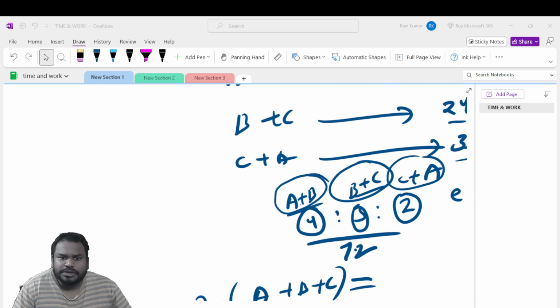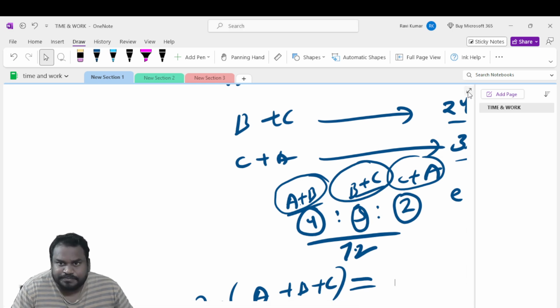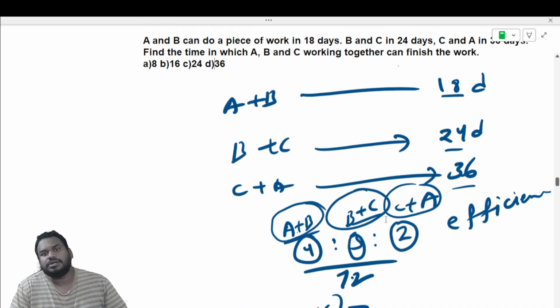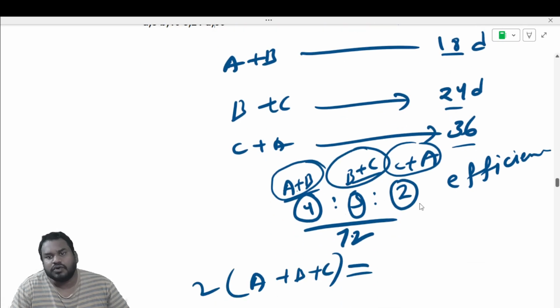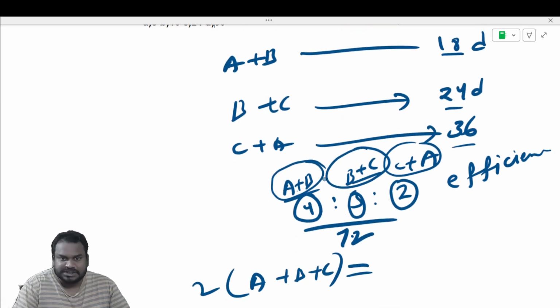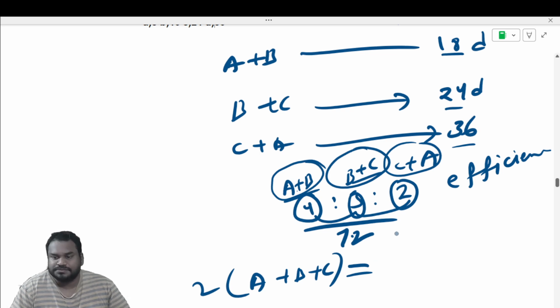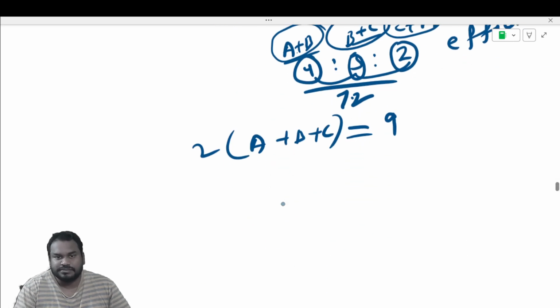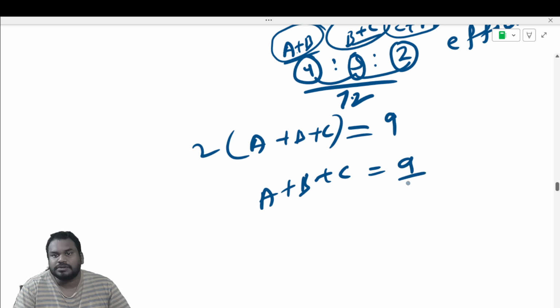Then 2 into A plus B plus C will become, what is the value? 4 plus 3 plus 2. I'm just adding these things. 4 plus 3 plus 2, how much? 7, 9. So we're getting 9. Then A plus B plus C efficiency will become 9 by 2. A plus B plus C will become 9 by 2, 4.5 you can say.